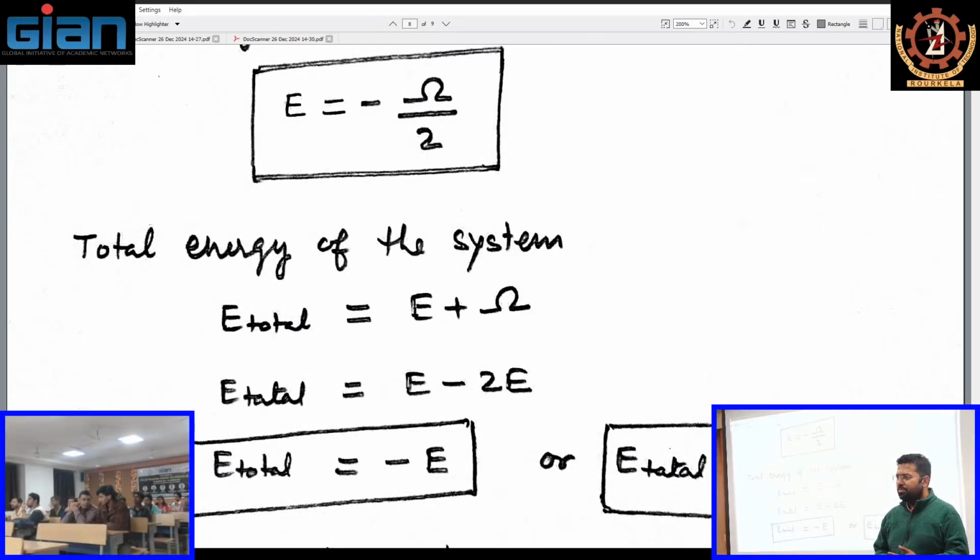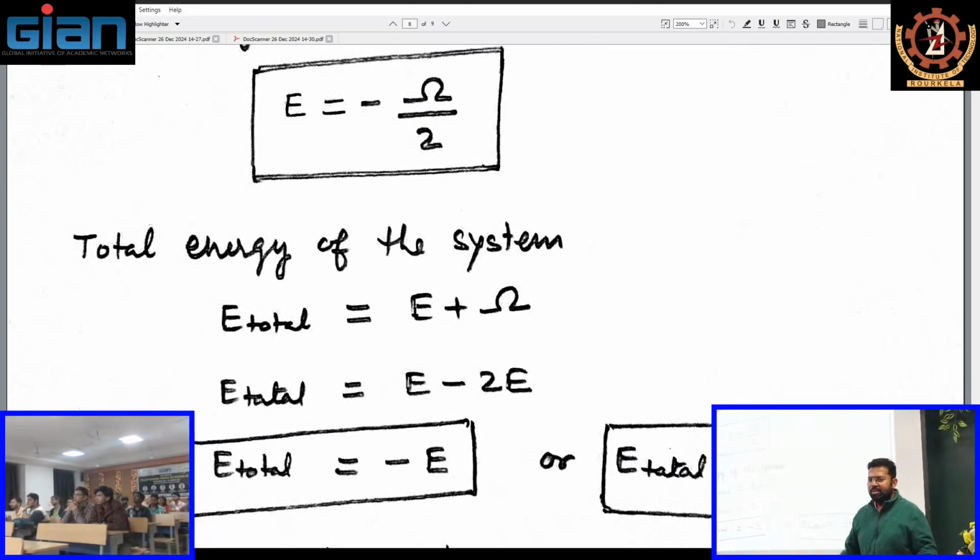What should be the nature of the forces which are holding the particles? The overall forces which are holding the material should be attractive in nature. This is a necessary condition to have the system bound. Otherwise, if there are repulsive forces, obviously you will not get a bound system.